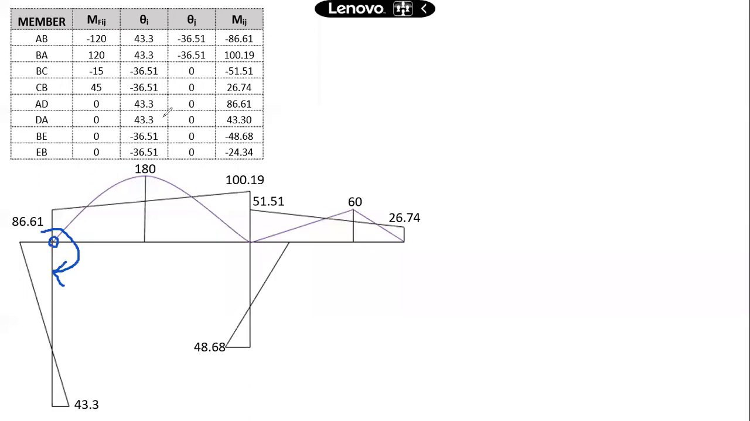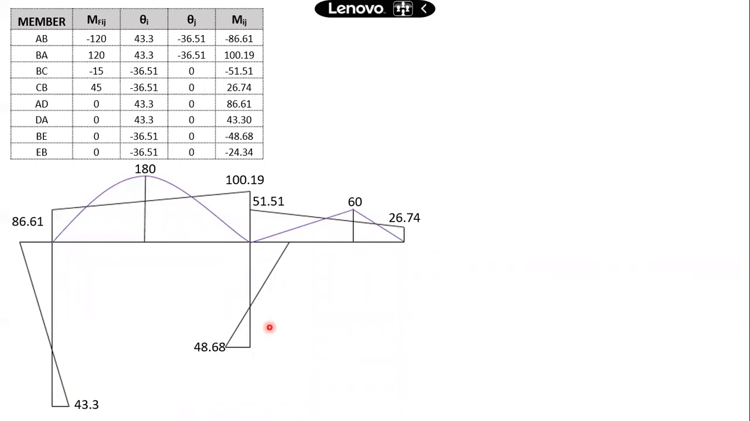And what about DA? It is also clockwise, 43.30. So clockwise moment at joint D. It is bending the member towards right, so the ordinate is taken towards right. That is how the ordinate is decided. And then the variation of bending moment is plotted for these vertical members.